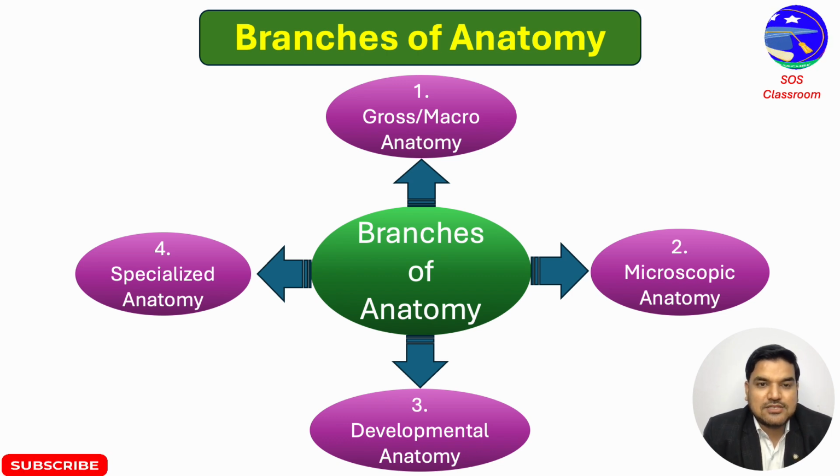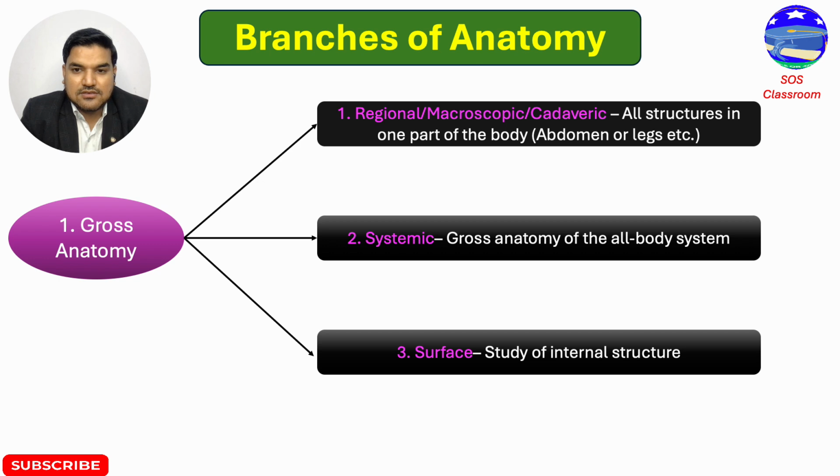So there are four branches of the anatomy. First is the gross anatomy, which means we can study with the naked eyes. Microscopic anatomy, we will do the study with the use of a microscope. Developmental anatomy means fetus growth in the woman's womb, then we will study. And specialized anatomy means the specific conditions, for example, in the disease conditions, we will do the study that comes under the specialized anatomy. So first is the gross anatomy.